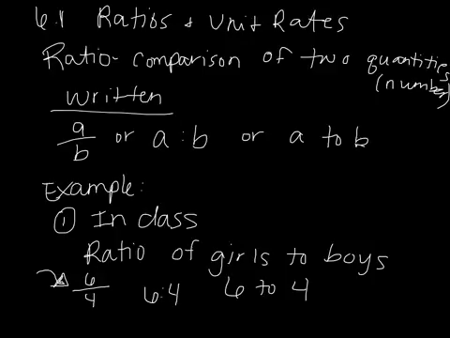Okay, let's do a couple more. In class, those who wore jeans or non-jeans, let's say 5 wore jeans and 5 wore sweatpants, because lots of you like to wear sweatpants. So we could write it 5 over 5, we could write it 5 colon 5, or we could write it 5 to 5. That would be jeans to non-jeans.